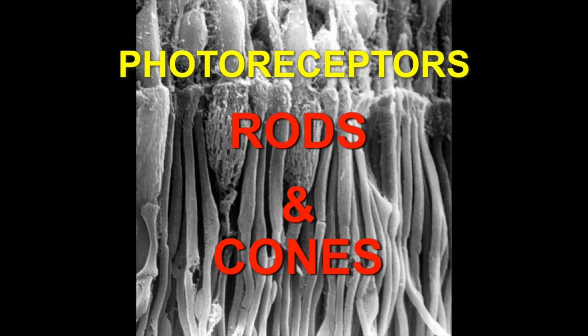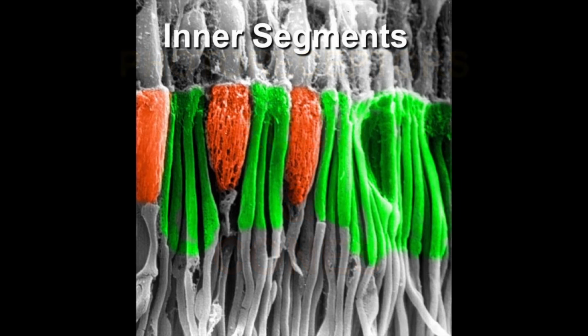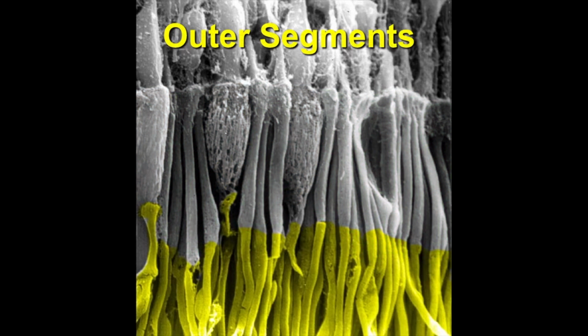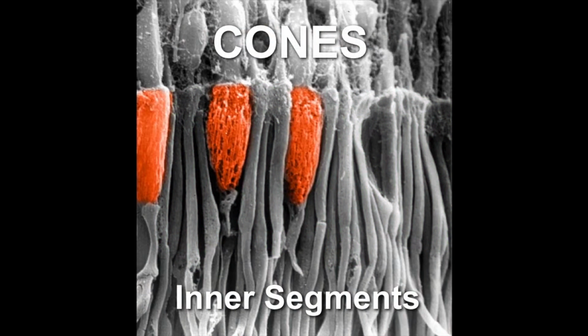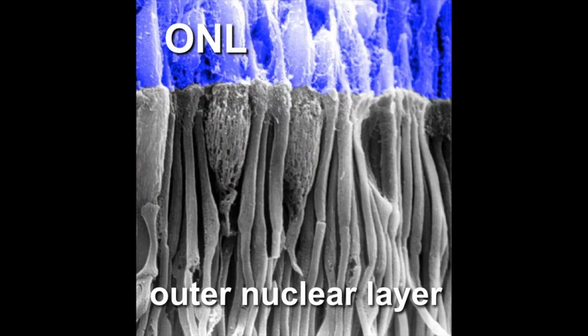The photoreceptors, or rods and cones, are shown in this series of scanning electron micrographs. The parts of the photoreceptors that project through the external limiting membrane into the subretinal space include the inner segments and the outer segments. The inner segments of the rod photoreceptors are slender cylinders, while the inner segments of the cones have a conical configuration. The photoreceptor nuclei form the outer nuclear layer of the retina. The nuclei of the cones are located directly adjacent to the external limiting membrane.